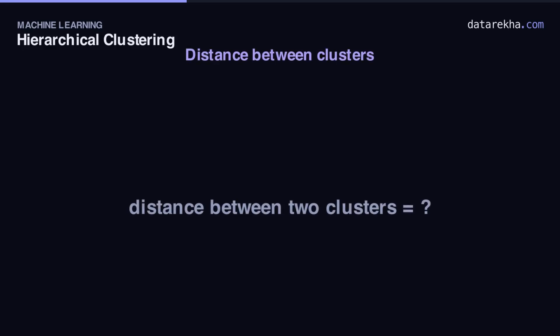But that recipe hides one slippery word: closest. The distance between two single points is obvious. The distance between two clusters of points is not. Which points do you measure between? The rule you pick is called the linkage, and it quietly decides everything.